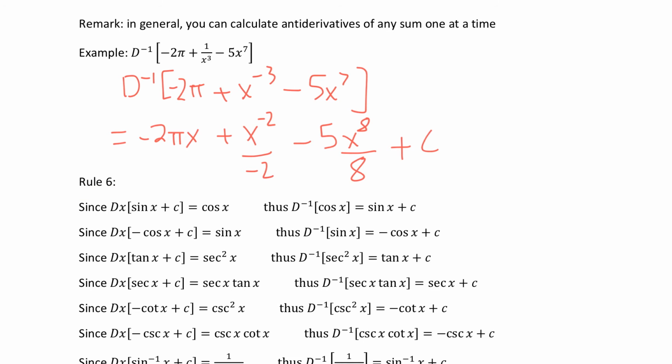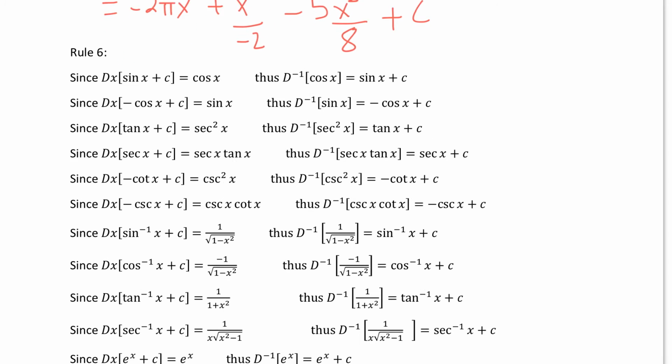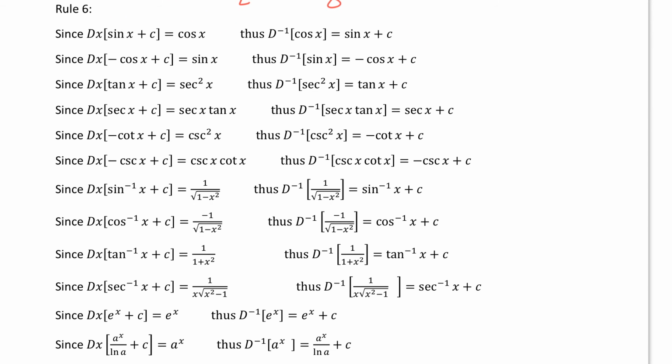Rule 6 is actually a lot of rules in one. The idea for Rule 6 is that anytime we used to know a derivative, we have a corresponding antiderivative. So since the derivative of sine x is cos x, we now know that the antiderivative of cos x is sine x. Or since we know the derivative of negative cos x will be negative sine x, or just a positive sine x, we know the antiderivative of sine x will be negative cos x. So each one of your derivatives gives you an antiderivative.